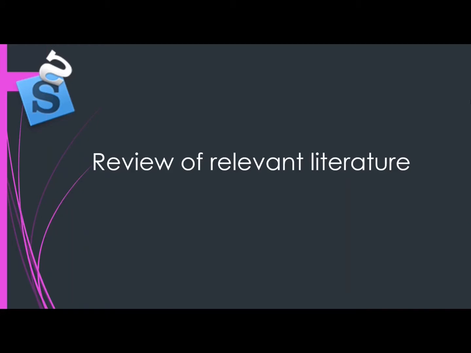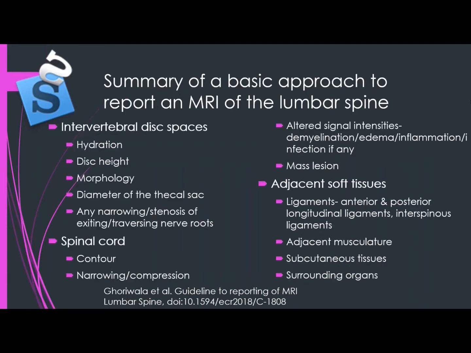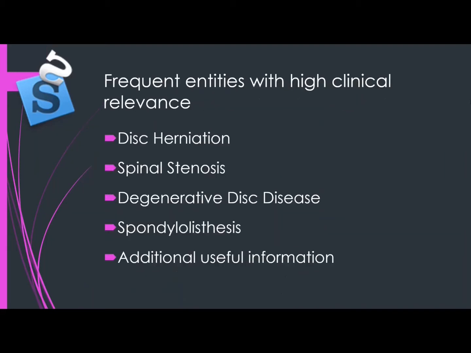First, we'll present a review of relevant literature, starting with a small summary of the basic approach to reporting MRI of the lumbar spine presented at the European Congress of Radiology in 2018. I will not go over all of these points in detail because they are very mundane and well known. The references are shown below. Interpretable disk spaces, adjacent soft tissues, etc. Everything is quite well understood and also available online at the pointed out references.